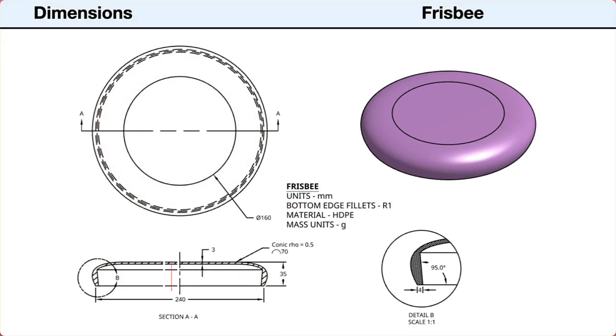Next, we'll look at the dimensions and notes. First, the dimensions are in millimeters. The dimensions in the top view tell us that the flat circular center area of the Frisbee has a diameter of 160 millimeters. The front view shows the height of the Frisbee is 35 millimeters. The bottom outside edge has a diameter of 240 millimeters. The top part has a thickness of 3 millimeters.